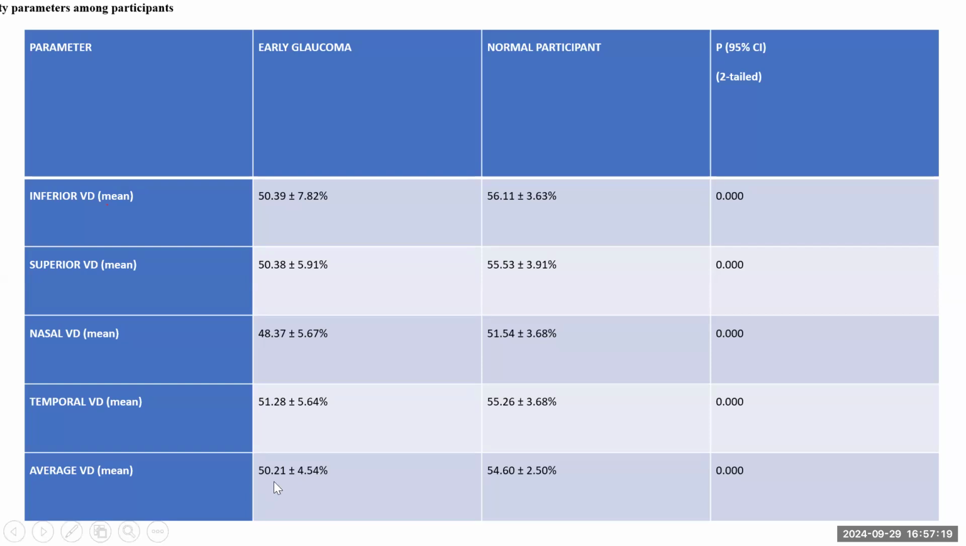While the early glaucoma patients were around 50 plus or minus 4.5. That's like from 46 to 54. And for all the quadrants, the normal persons had more vessel density compared to the early glaucoma patients. So what we took out from this study for Nigerian eyes is that normal is 54 plus or minus 2.5. So that takes into account up to 52 to 56.